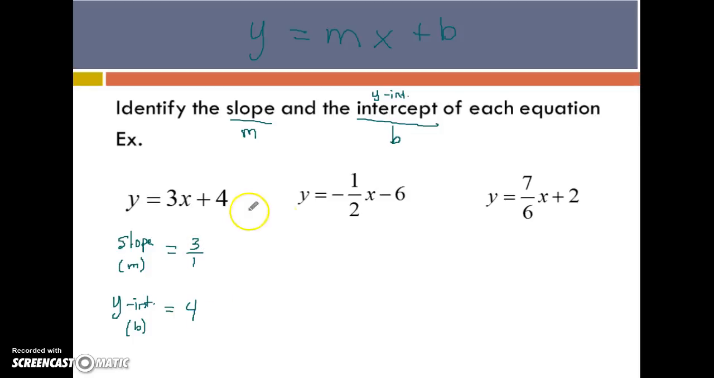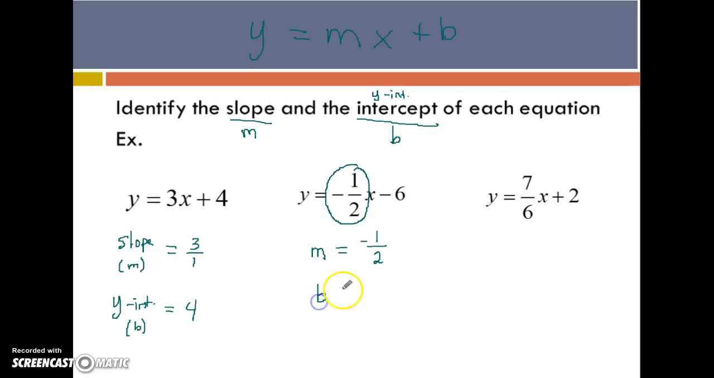Our second equation, y equals a negative 1/2 x minus 6. The slope for this one, it's the number that's multiplied by x. So right here I see a minus 1/2. Make sure you look for negatives. So the slope of this line is a negative 1/2.